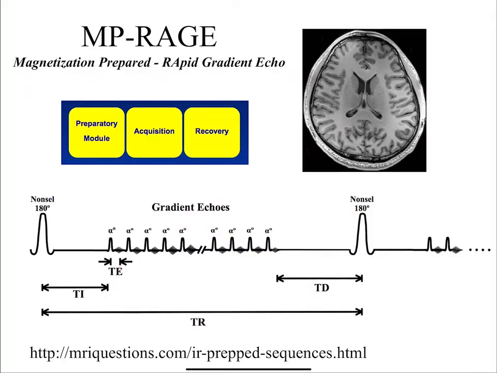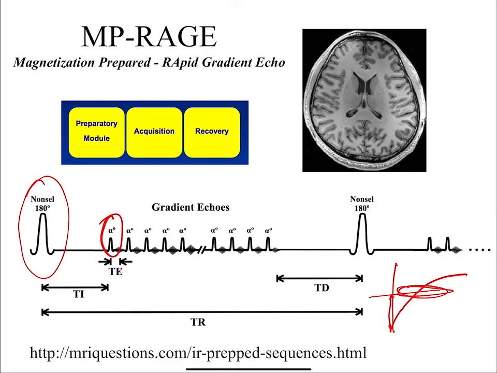This is the MP-RAGE sequence. It starts off with this 180-degree inversion pulse, which inverts the spins. Then as the spins recover, it's going to acquire the data very quickly, and it's going to use these very low flip angle pulses that go super fast. That's the other place where you're going to see this concept used, by just flipping a little, getting a little bit of signal, but it means we don't have to wait around as long, and so we can go really, really fast.